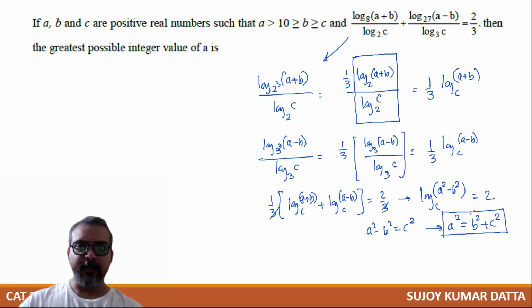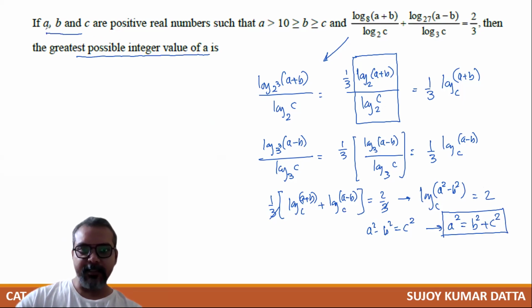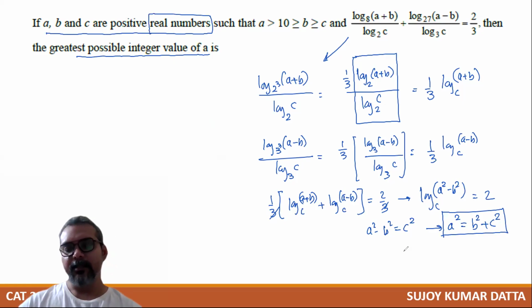Kind of a Pythagoras theorem that we have. Now the question they're asking is what is the greatest possible integer value of a? And observe that it's given a, b, c are positive real numbers. They're not necessarily integers.